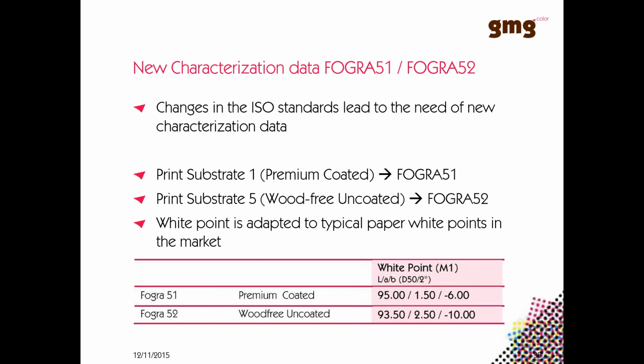FOGRA51 has now been described on a paper tint of 95, 1.5, -6, as you see on the bottom. This is an M1 LAB target value, and FOGRA52 has been defined as 93.5, 2.5, -10. These are both not values that are described in 12647-2, but these are both values that we, together with FOGRA and ECI, have developed to be the best average candidate value to deliver a best average match to a typical production paper.